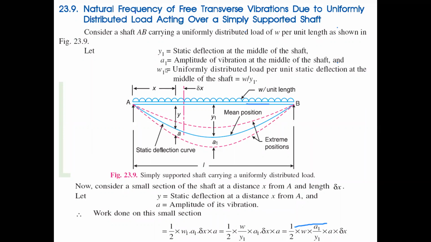Consider a shaft AB carrying a UDL load, and that load value is w per unit length, as shown in the figure. Before starting the derivation part, we may also see some notations. Observe the diagram and represent our notations.